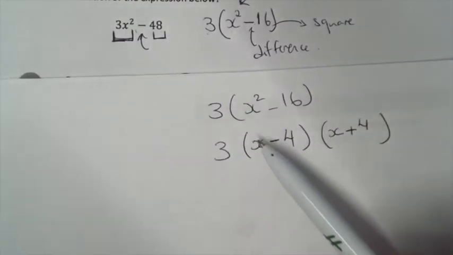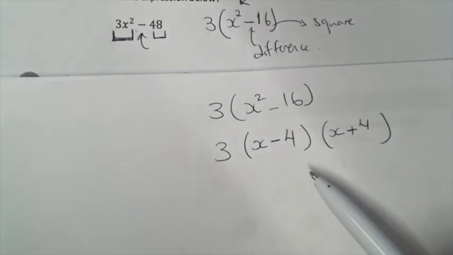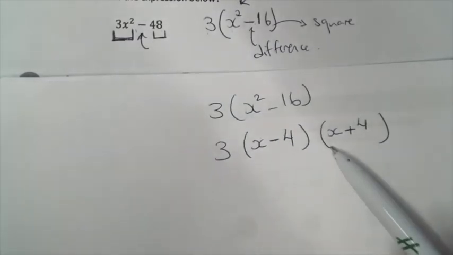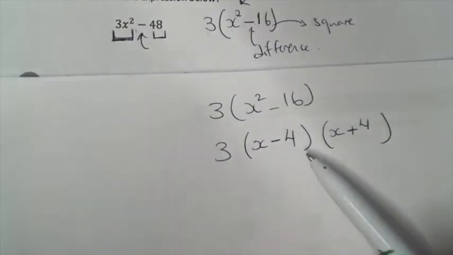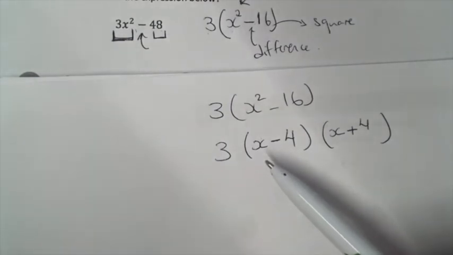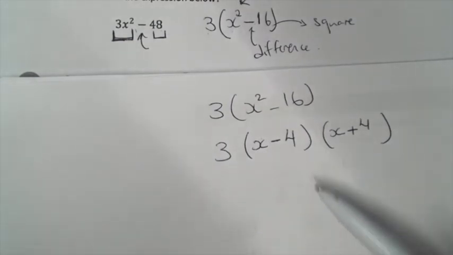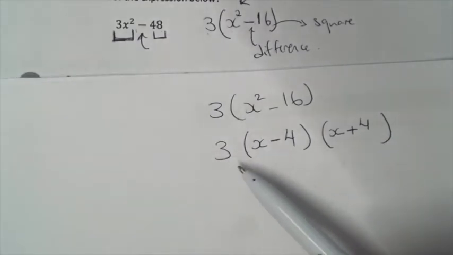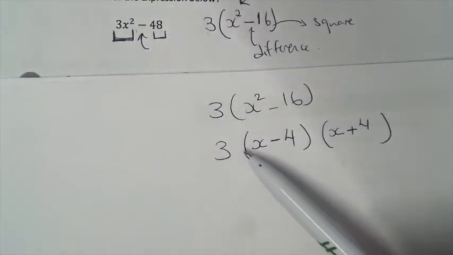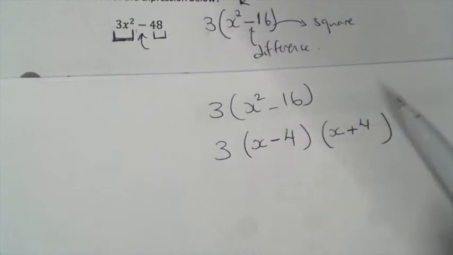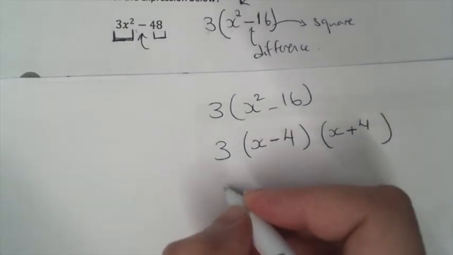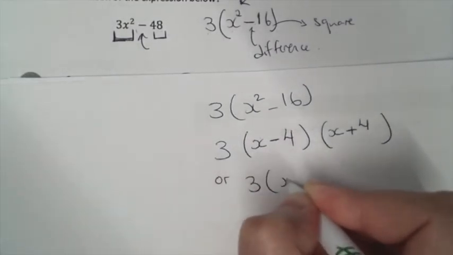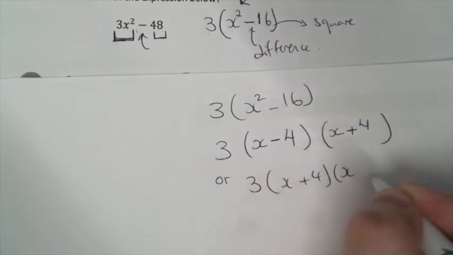What happens here is x multiplied by x gives me the x squared, negative 4 multiplied by x and positive 4 multiplied by this x will give me a zero pair, and I end up with the negative 16. So I've factorized this bracket even more. So my final answer is 3 brackets x minus 4 brackets x plus 4, or 3 x plus 4 and x minus 4.